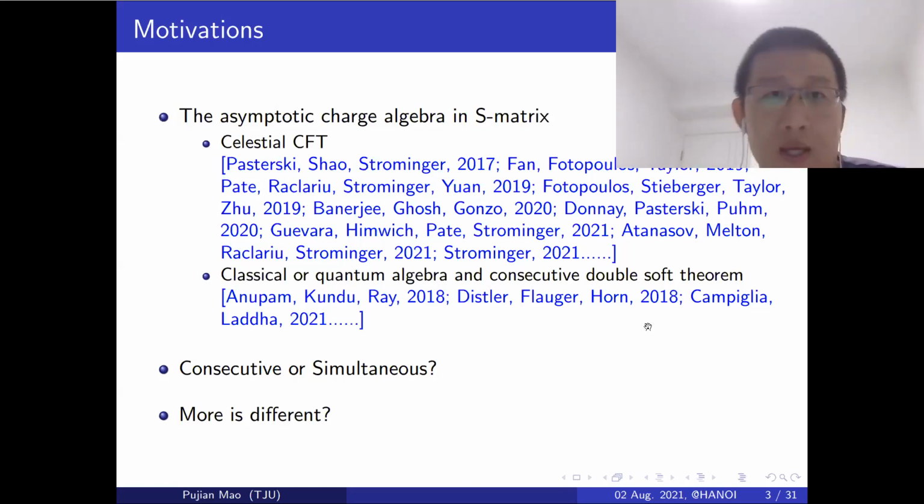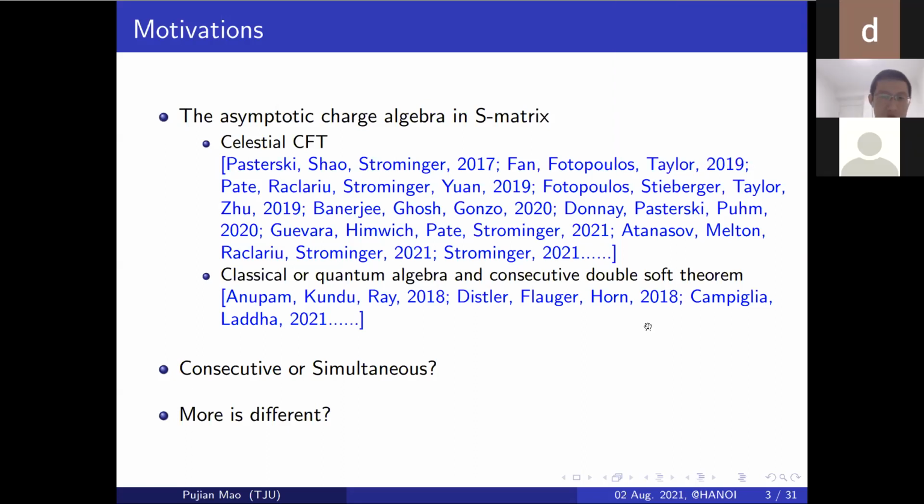So that's the point. Here, what we want to do is check whether there are well-defined soft theorems for many soft particles simultaneously. And further, we want to check their connections to asymptotic symmetry. Of course, for the charge algebra, the double soft theorem is enough. But we want to know if it will be different when we have more soft particles.